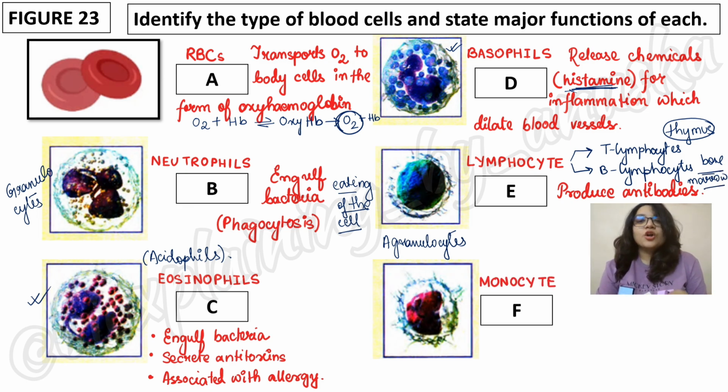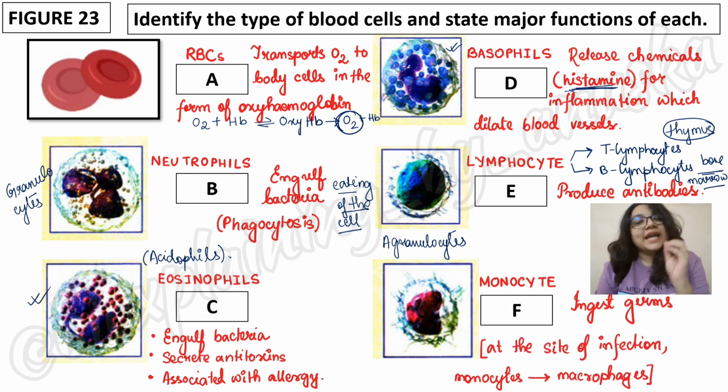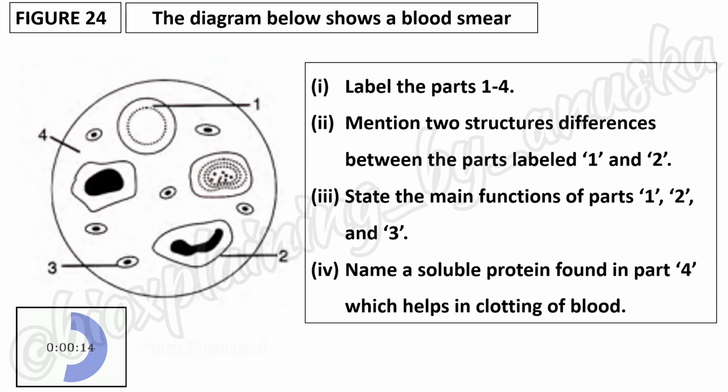Next, F is your monocytes. What does the monocyte do? Its job is to ingest the foreign substances. Okay. And at the site of infection, the monocytes will be converted into the macrophages.